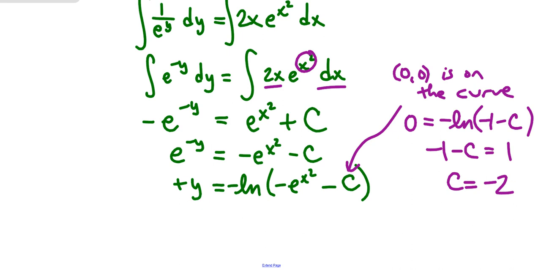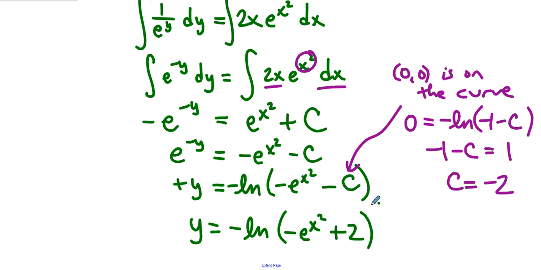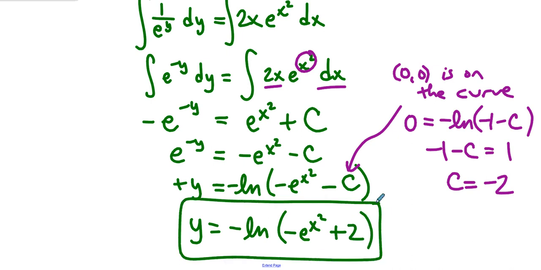So what does this mean? This means that y is negative natural log of negative e to the x squared minus 2. This function satisfies the differential equation and passes through the point 0, 0.